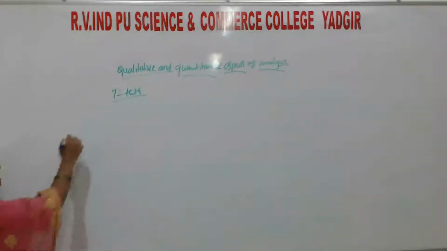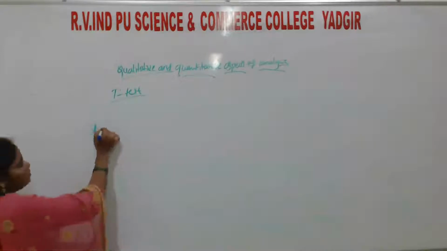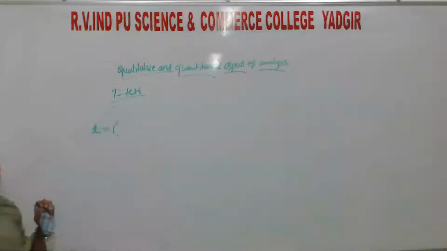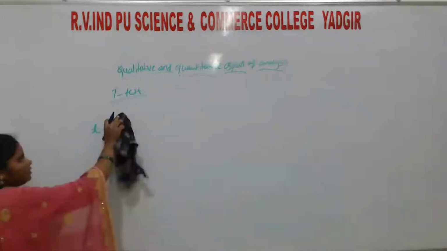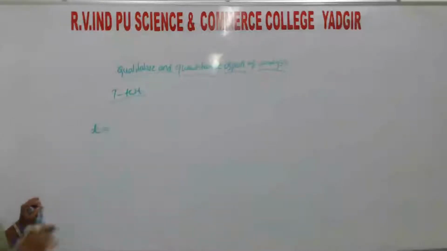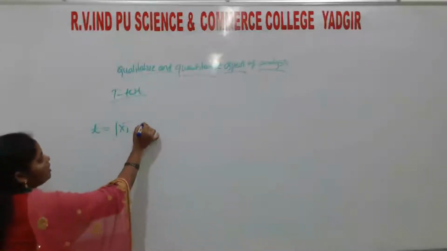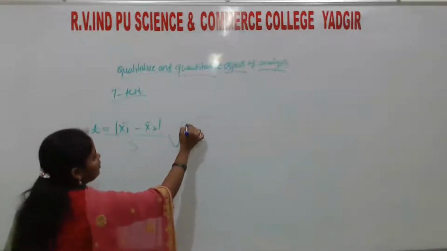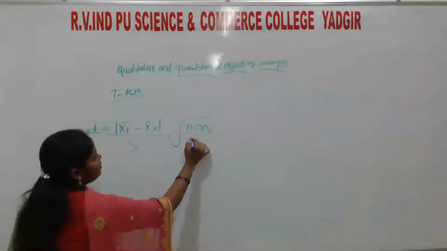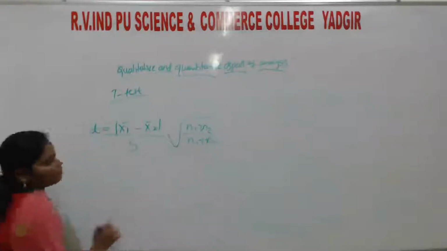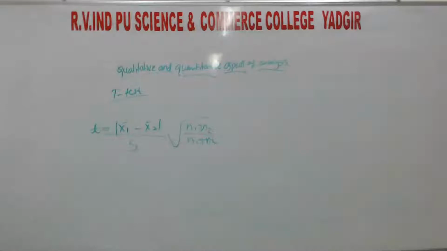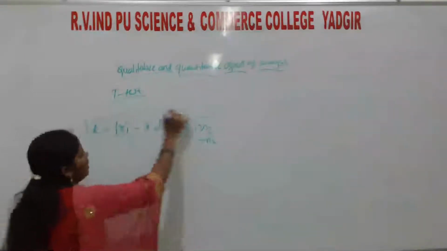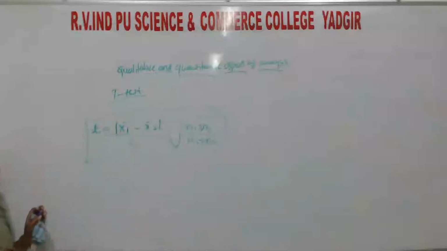The T test formula is T equals mod of x1 bar minus x2 bar divided by s, into square root of n1 n2 divided by n1 plus n2. This is the formula for finding the t test value and other critical values, that is the known values of the sample.